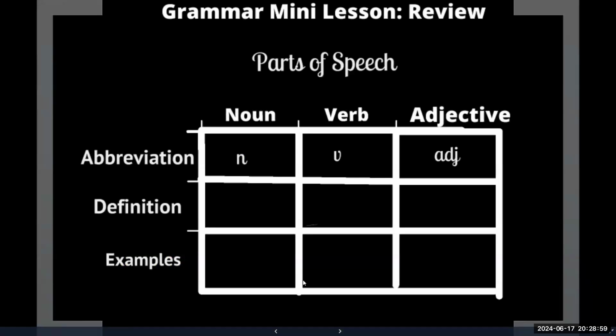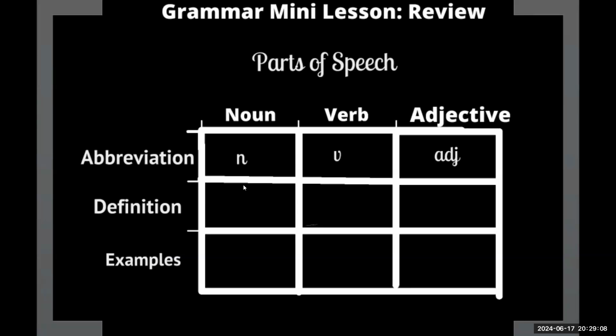Okay. So some things that you will see in a dictionary are abbreviations. When you have an N, it means that that word is a noun. When we have a V, it means that it's a verb. When we have an adjective, it's ADJ, okay? So these abbreviations, if you see them in a dictionary, they mean the part of speech. Then in a dictionary, you'll find the definition and you'll find examples.